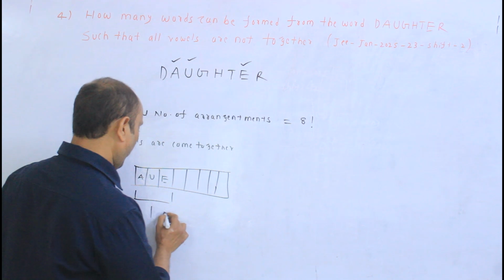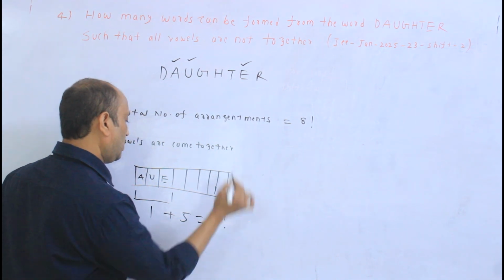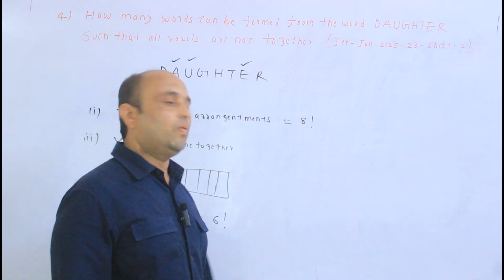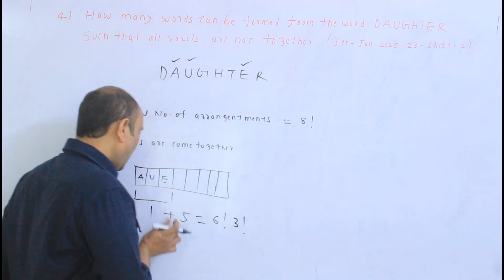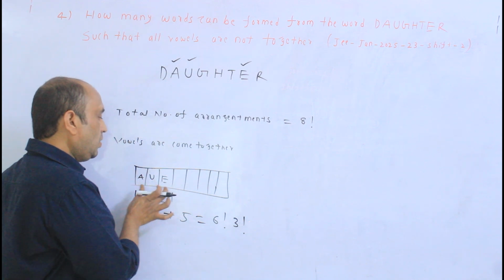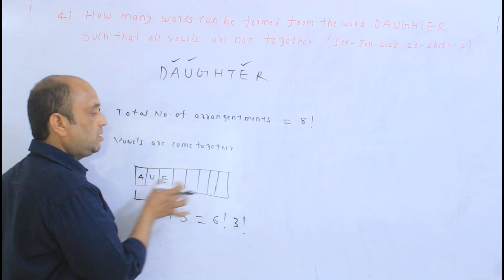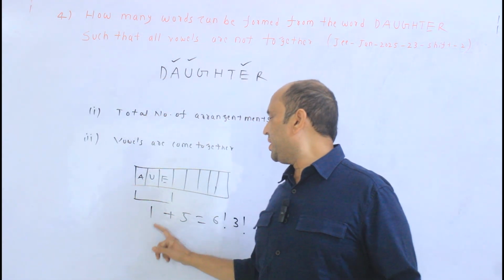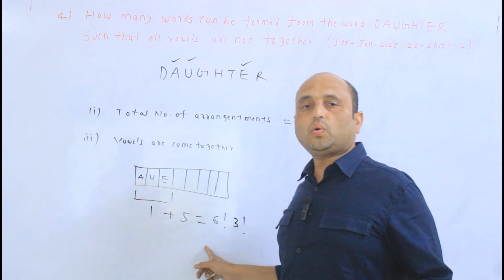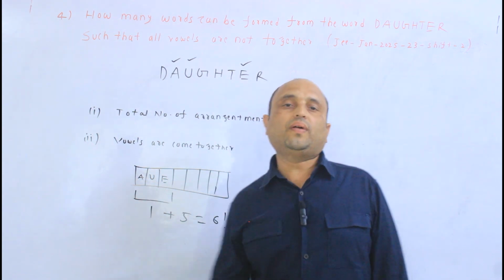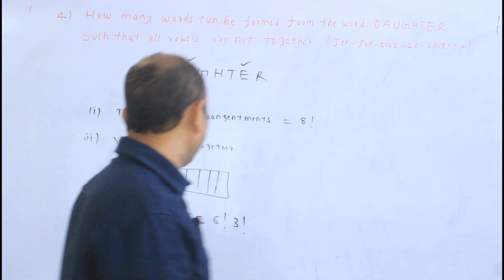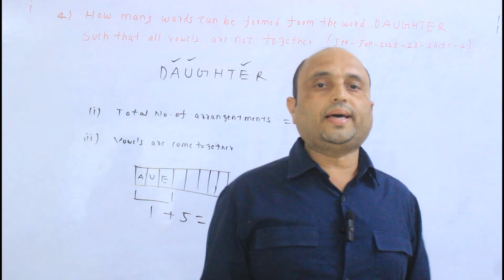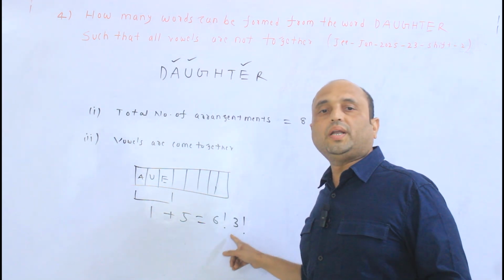So 1 unit plus 5 letters, that is 6 factorial ways, and we arrange these three vowels among themselves in 3 factorial ways. The unit can be in any place: the first 3 places, last 3 places, or middle. So the total number of arrangements in which the vowels come together is 6 factorial into 3 factorial.